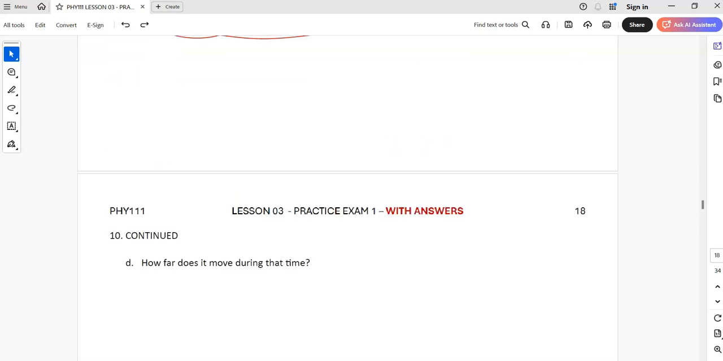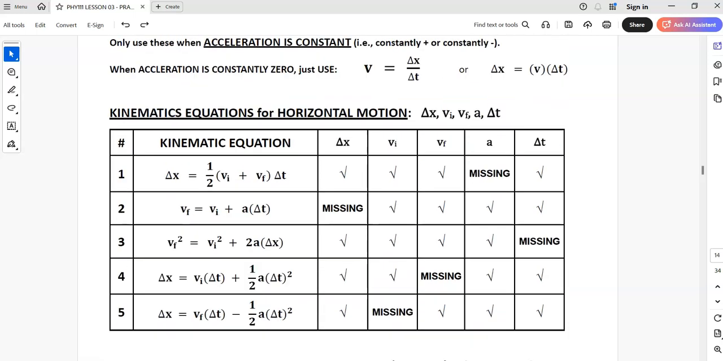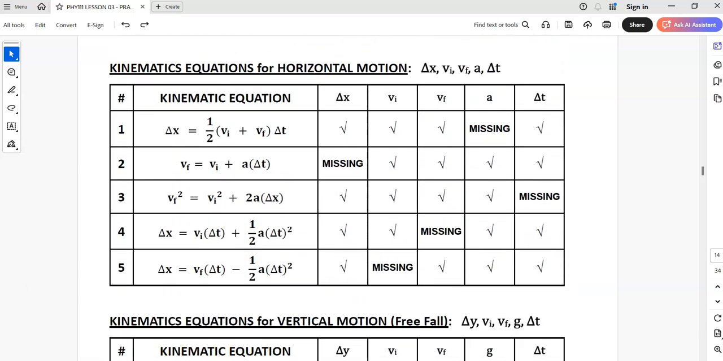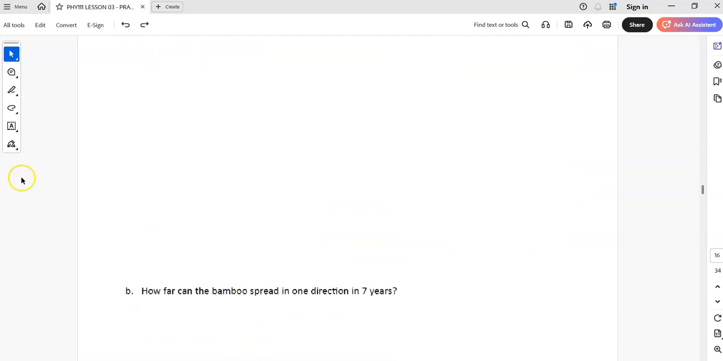So what we need to do is scroll back up to our formulas and decide what formula we're going to use. Well, we've used formula number 2, so we can't use formula number 2. And besides, it doesn't have displacement in it. The other 4 formulas all do. So it's up to you to pick the formula you want to use, the one that's easiest for you to use. Most students pick number 1, some students pick number 3. So let's use number 1 for now and see what we get for our displacement.